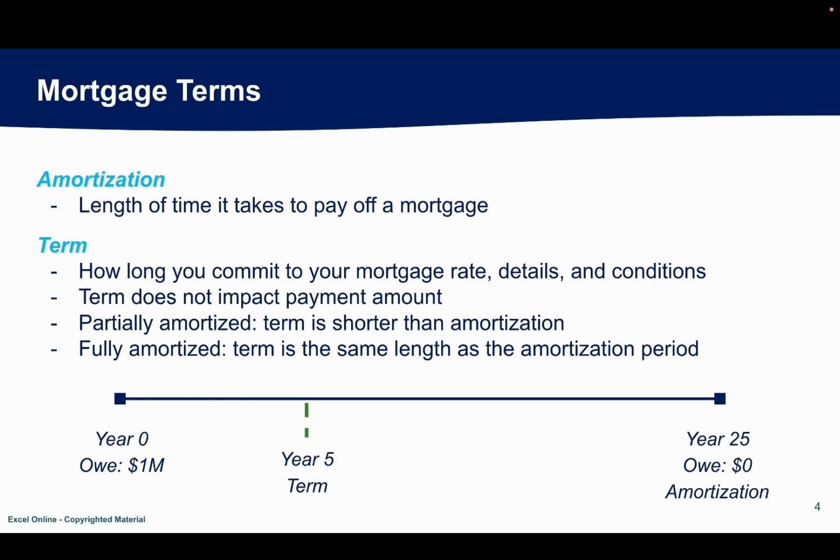Now, for a 25-year amortization mortgage with 5-year terms, the first term is from year 1 to year 5, the second term, year 5 to 10, the third term from years 10 to 15, fourth, 15 to 20, and fifth, years 20 to 25. Now the fifth term is fully amortized and will be fully paid off with no outstanding balance.